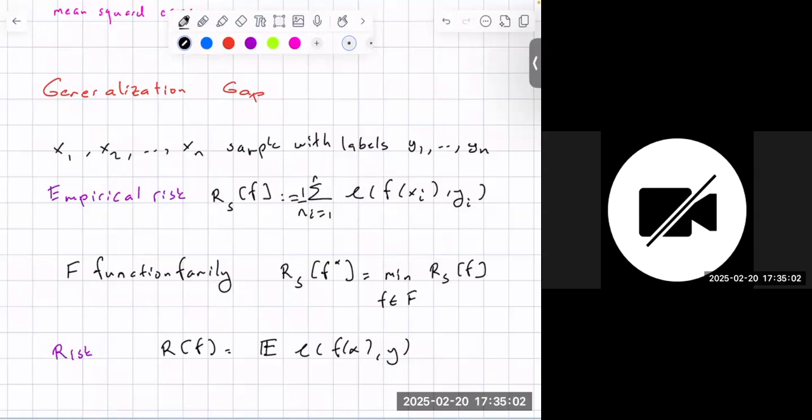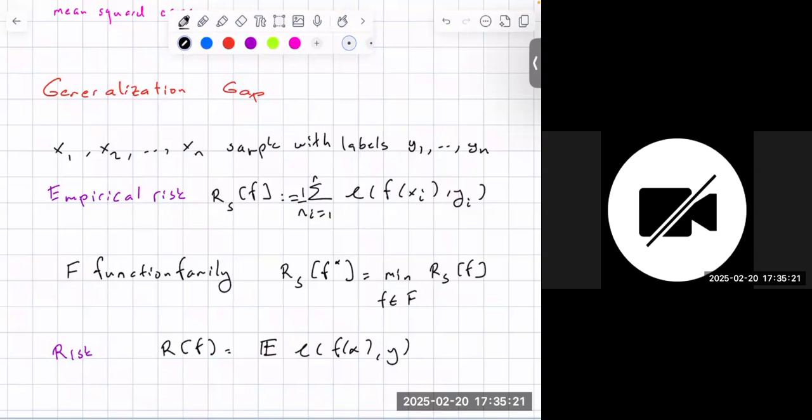I got my data points, and I predicted using my machinery. I compared against the label. I'm in a supervised setting. I compute my loss. I sum it up, and I multiply by 1 over n to make it reasonable. That's the empirical risk of my function, okay? What is the true risk?